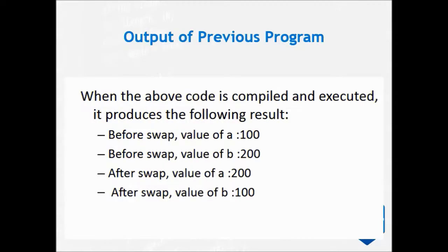The output of this program looks like this: when the above code is compiled and executed, it produces the following result. Before swap value of a is equal to 100, before swap value of b is equal to 200, after swap value of a is equal to 200, after swap value of b is equal to 100. So we clearly see that in this example, the original values a and b also change with the change of formal parameters.